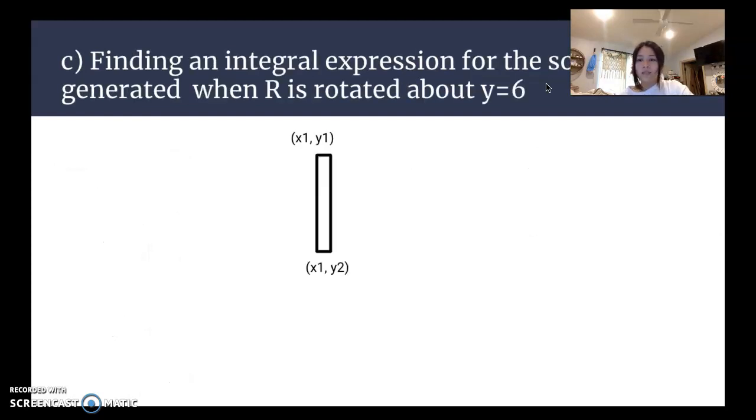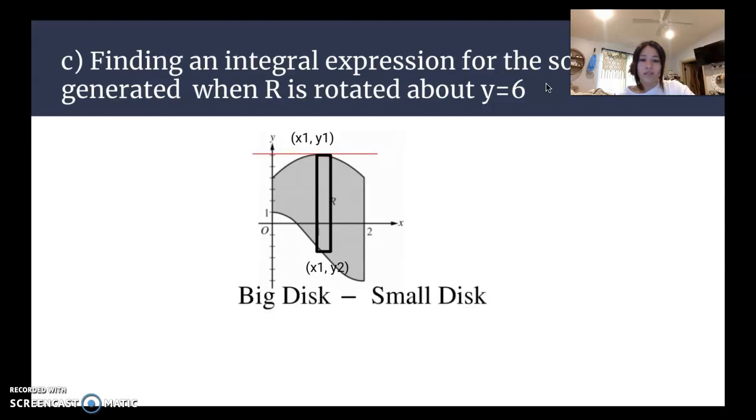And then for part C, we're finding an integral expression for the solid generated when R is rotated about y equals 6. So here's the graph, and I just put the slice on it. I just drew the slice and labeled the coordinates. And then here's the axis of rotation, which is y equals 6.